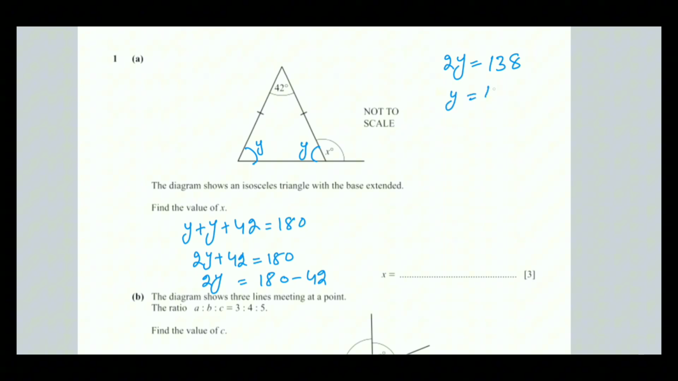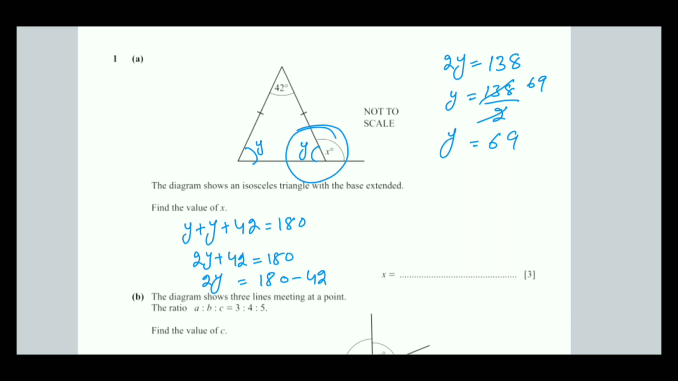So y is equal to 138 over 2, 6 or 12, 9 or 18. X is equal to 69. So y is equal to 69 actually. Y is equal to 69. So it means now you can find the value of x by subtracting this y from 180 degrees.